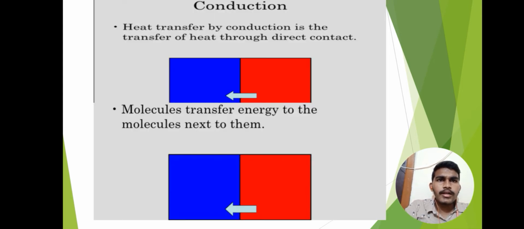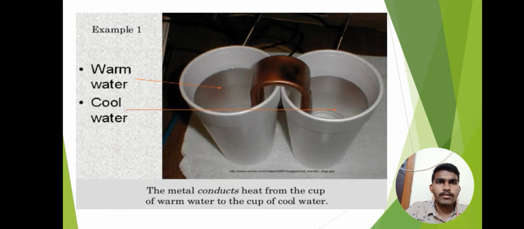Conduction. The heat transfer by conduction is the transfer of heat through direct contact. Here you can see the cooler body and the hotter body are in contact. Molecules transfer energy to the molecules next to them. So this is the diagram of how the metal conducts heat from the cup of warm water to the cup of cool water. So one is warm water and another is cool water. This is the setup of how we did it.